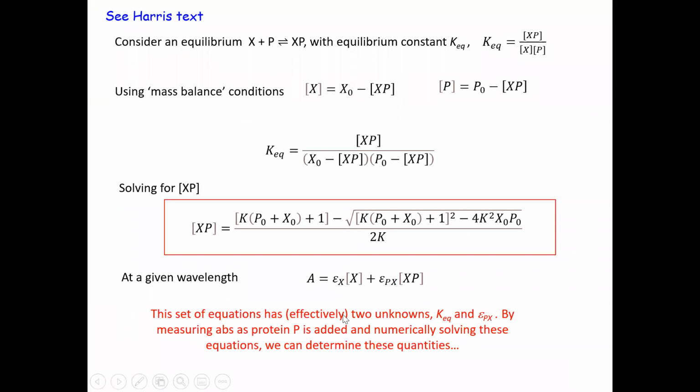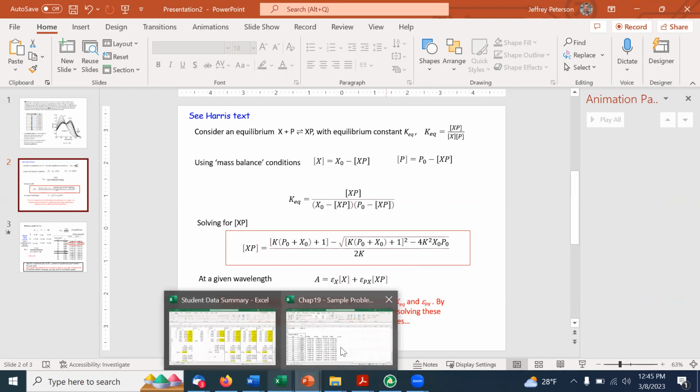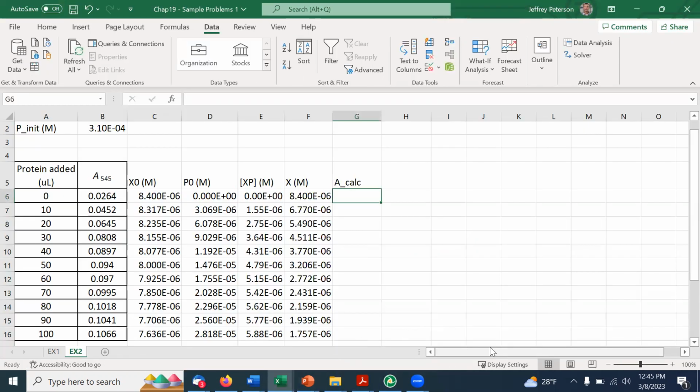It is given by this expression: an extinction coefficient of X times its concentration, plus the extinction coefficient of XP times the concentration of XP. One of the unknowns I'm solving for is this extinction coefficient of XP, so I'm going to probably have to make a guess for what that is.